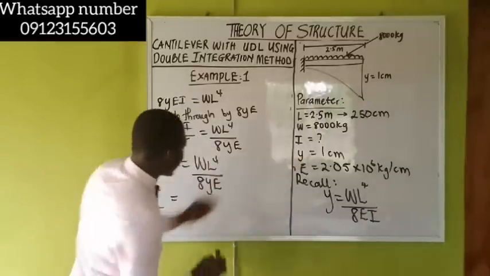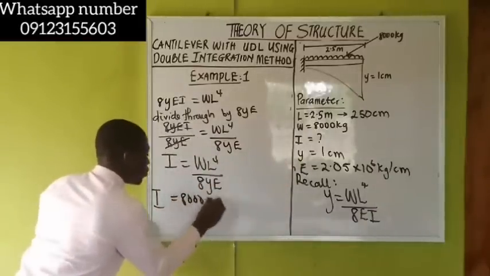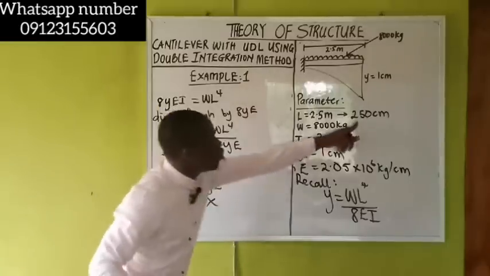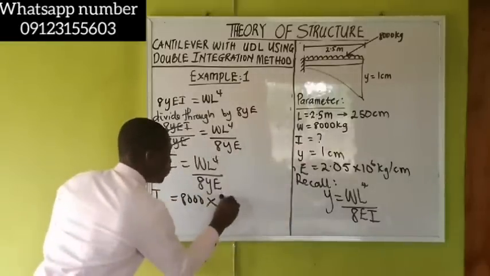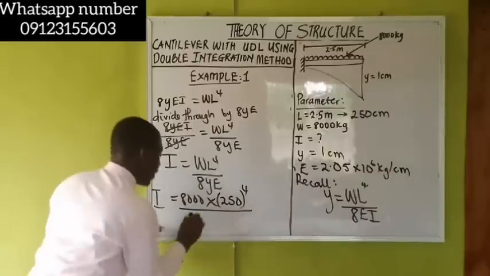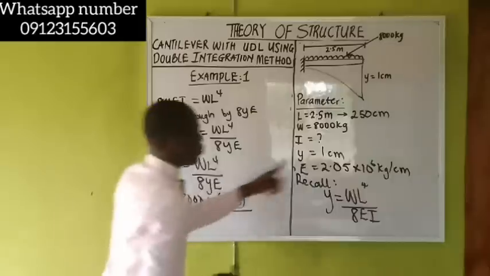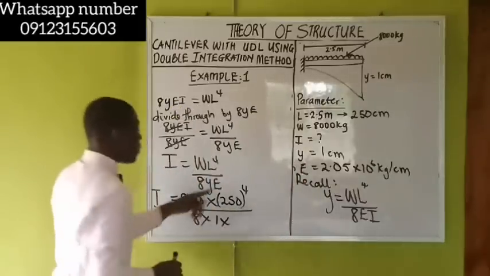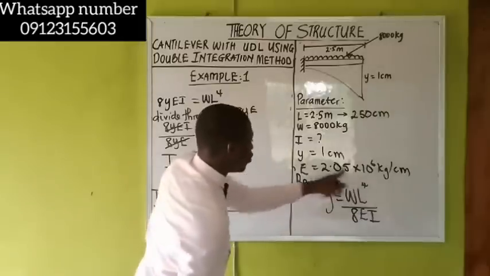W is 8,000. 8,000 multiplied by my L. Length is 250. 250 to the power of 4 over 8 multiplied by y, which is 1, multiplied by E. My E, don't lose, is 2.05 times 10 to the power 6.